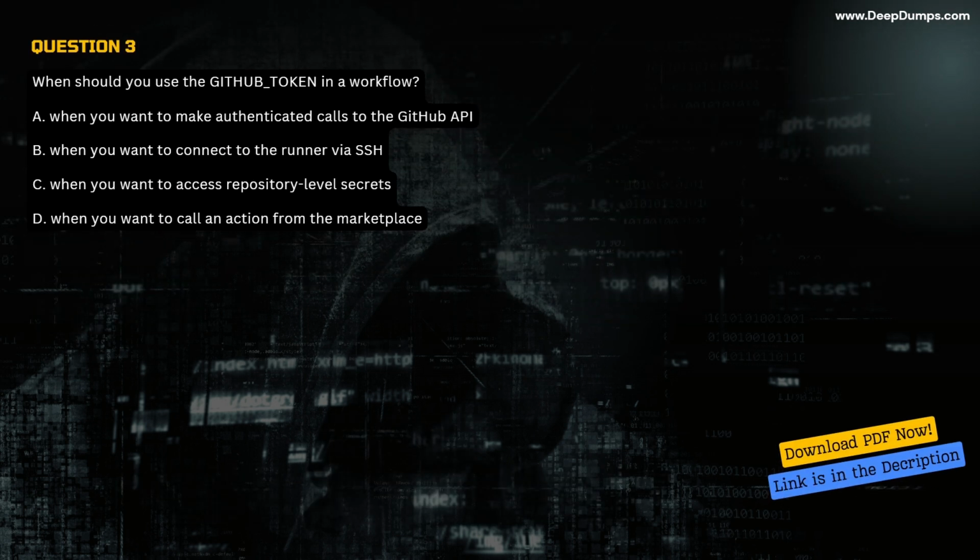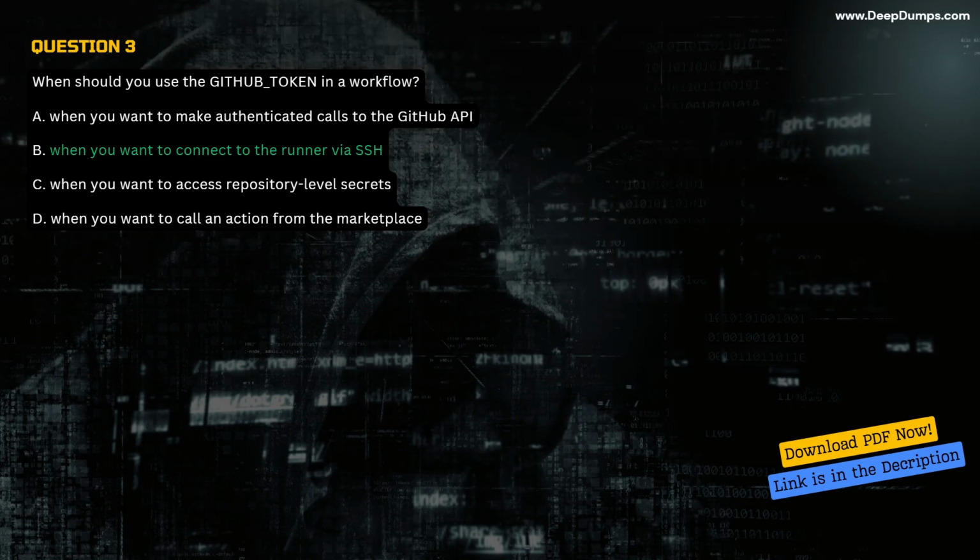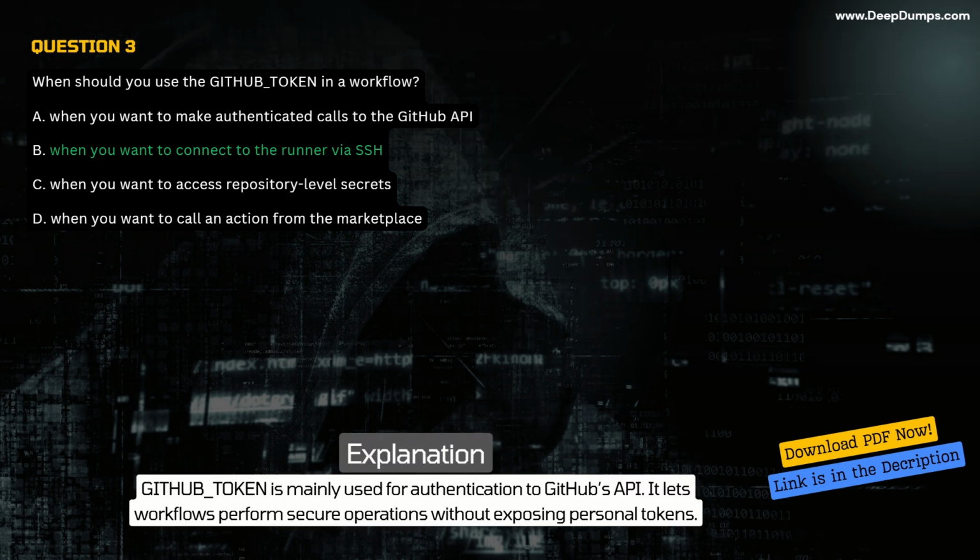Question 3. When should you use the GitHub token in a workflow? A. When you want to make authenticated calls to the GitHub API. B. When you want to connect to the runner via SSH. C. When you want to access repository-level secrets. D. When you want to call an action from the marketplace. Correct answer B. When you want to connect to the runner via SSH. Explanation: GitHub token is mainly used for authentication to GitHub's API. It lets workflows perform secure operations without exposing personal tokens.